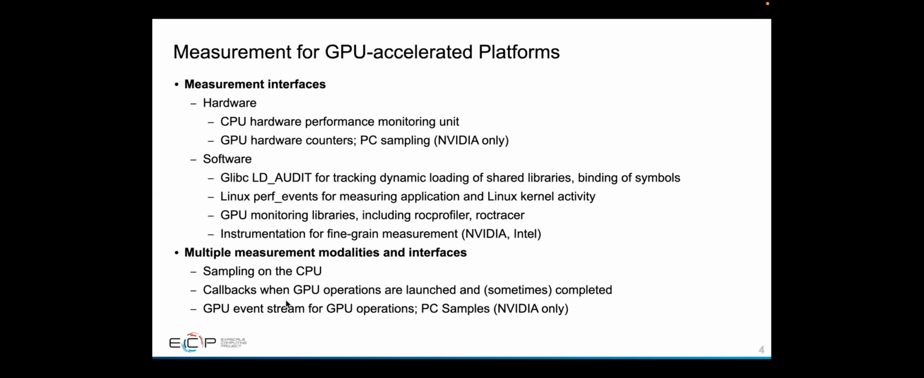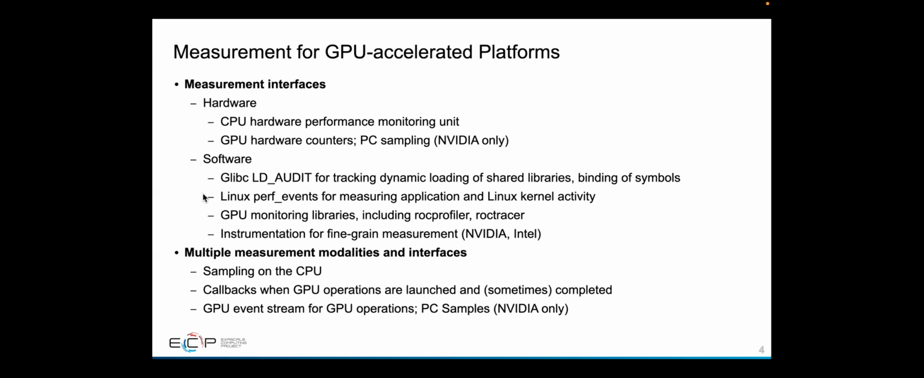For GPU accelerated platforms, we're measuring in several different ways. On the CPUs, we're using the CPU hardware performance monitoring unit and also Linux timers. On the GPUs, we're using GPU hardware counters, and PC sampling is supported on NVIDIA GPUs. On the software side, we're using glibc's LD audit for tracking dynamic loading of shared libraries and the binding of symbols. We're using Linux perf events for measuring the application and also activity inside the Linux kernel, if the permissions are such that we're allowed to measure that on systems.